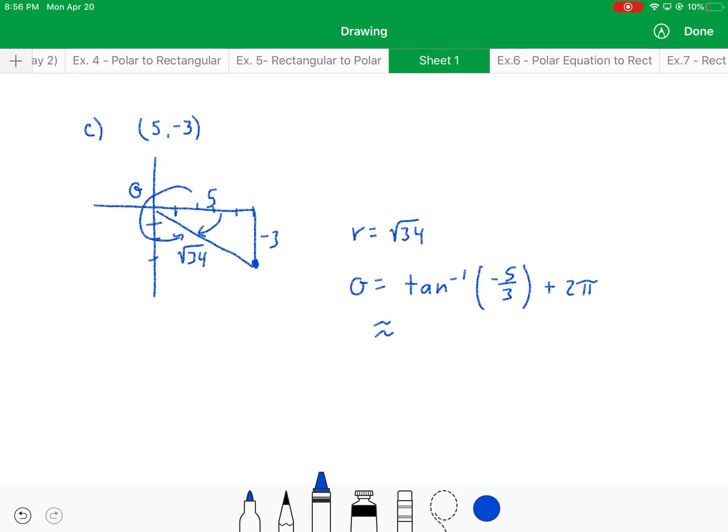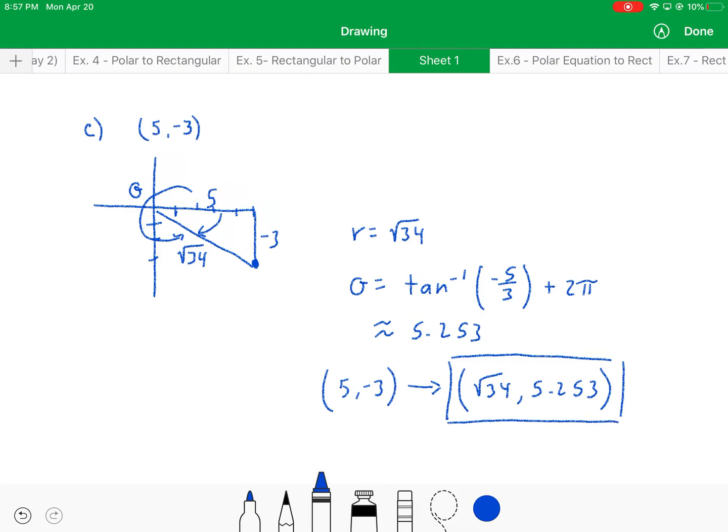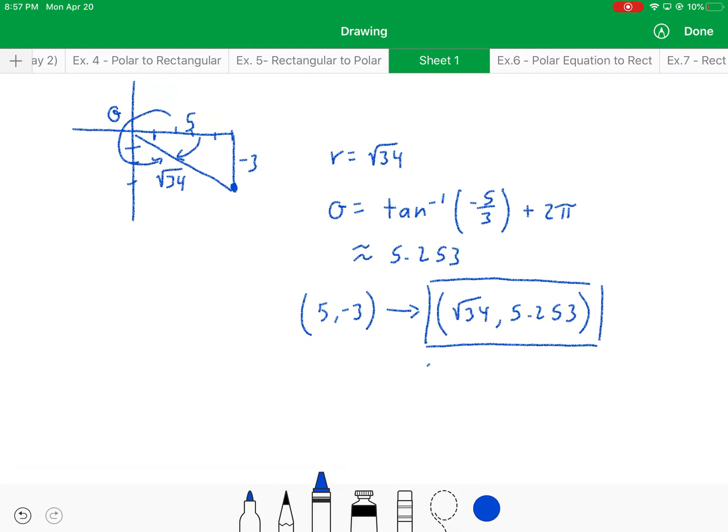Okay, so let me get an approximation for that. Inverse tangent, negative 5/3, added with 2 pi, that's 5.253. Okay, so 5, negative 3 in rectangular form corresponds to radical 34, 5.253 in polar form. Once again, WebAssign is going to want things in exact form. Write it or type it in like this for your assignment.